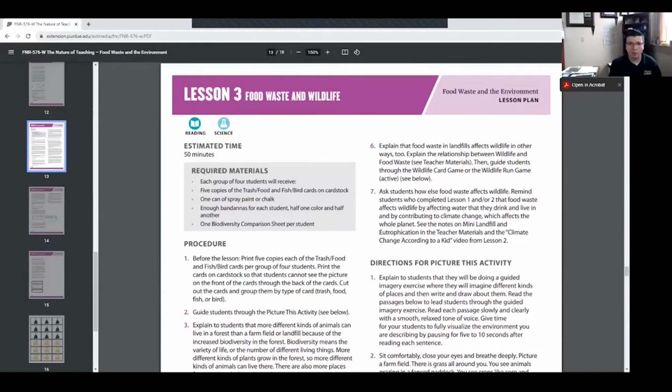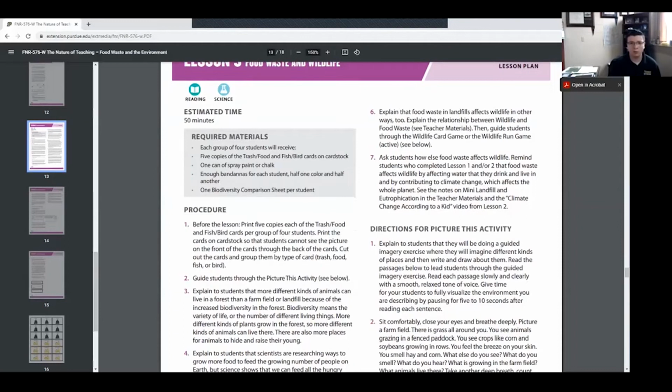Looks like my screen should be showing there. And so when it comes to lesson 3, food waste and wildlife, you're going to be running about 50 minutes. So be prepared for that, about one typical class session. This lesson applies a lot of the principles introduced in the first 2, but goes a little more directly into animals, wildlife, and how examples such as fish and birds can be impacted by our wastes and what we find in the environment.